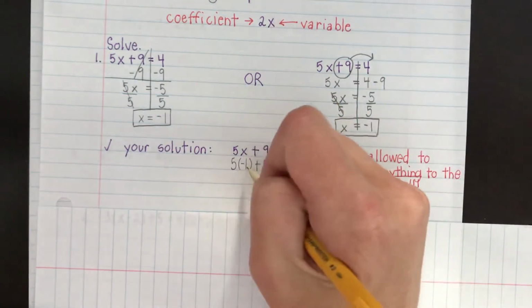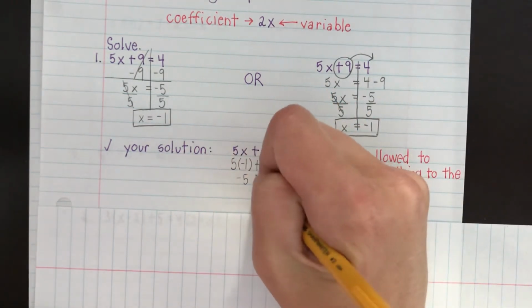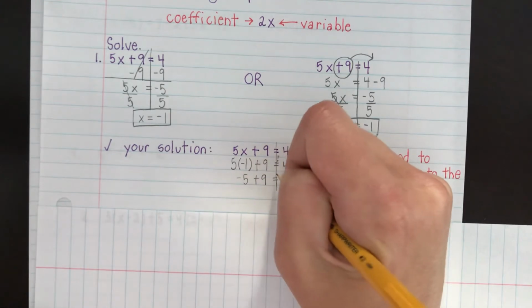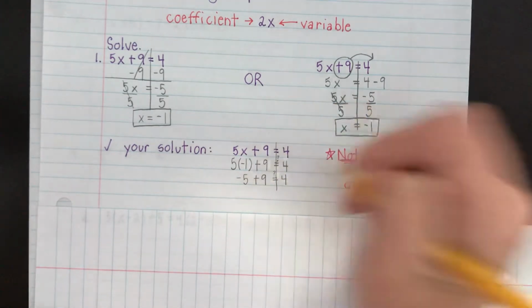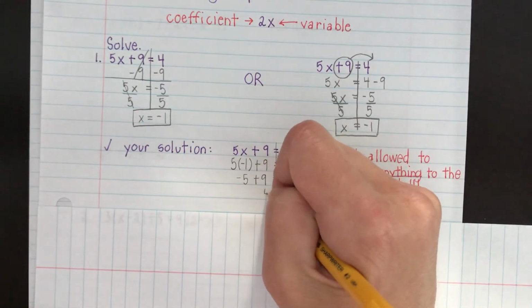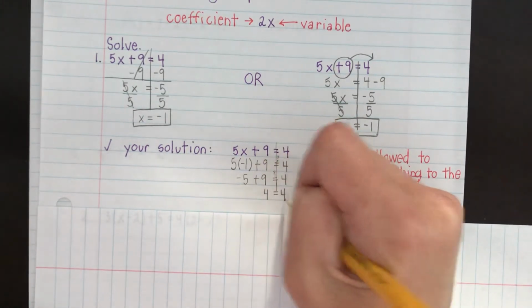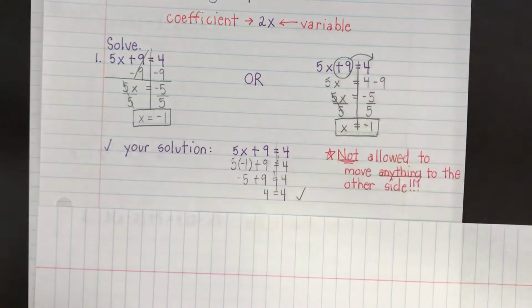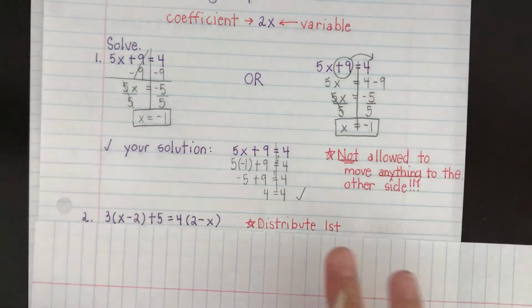So this is 5 times -1, which is -5, plus 9 equals question mark 4. I'm not sure, does it? Well, yes, it does. -5 plus 9 is 4. So 4 equals 4 is a true statement. We're good to go. We checked our solution. Okay, let's move on to the next problem.